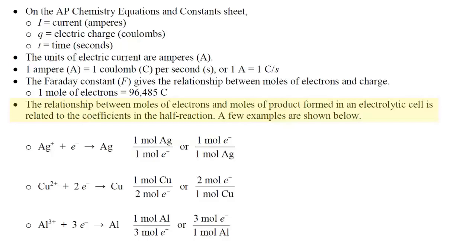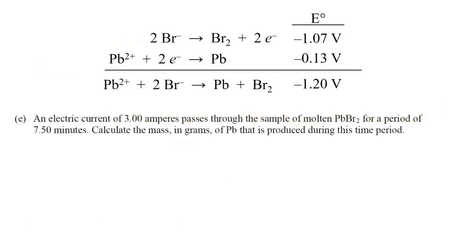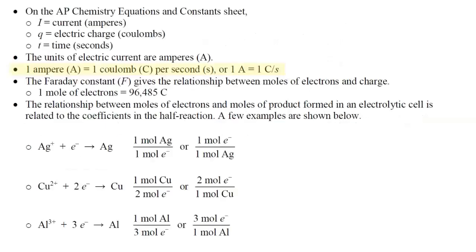Now, based on the information that we are given in part E of this question, let's go ahead and start with the total amount of time. So the period of time in this experiment was 7.50 minutes. So I'll start with 7.50 minutes. I would like to convert from this unit of time to another unit of time, and that would be going from minutes to seconds. So there are 60 seconds in 1 minute, and now we're going to convert from seconds into coulombs using the definition of the amp or the ampere.